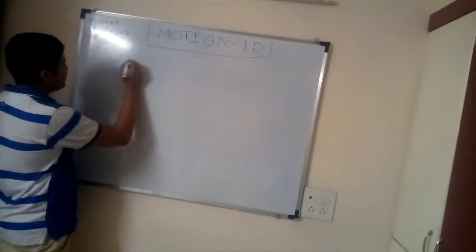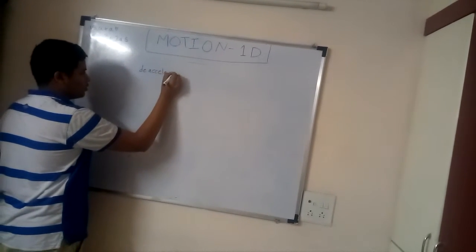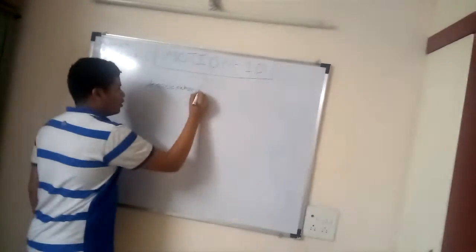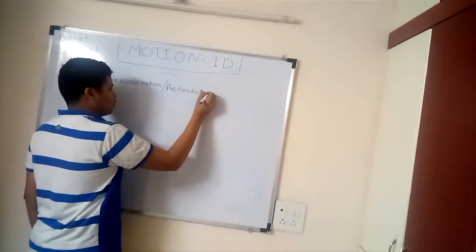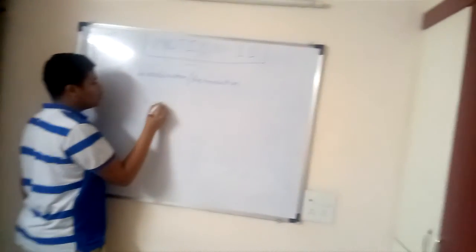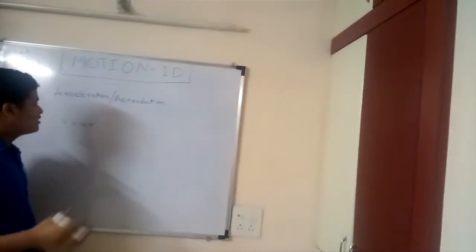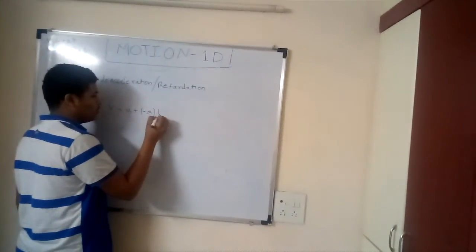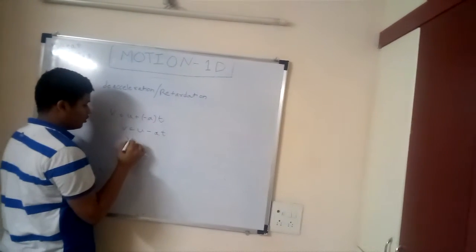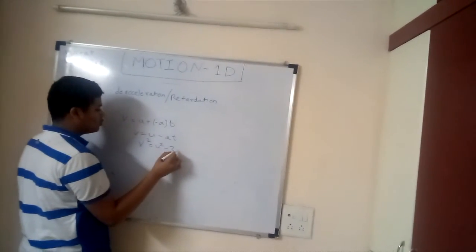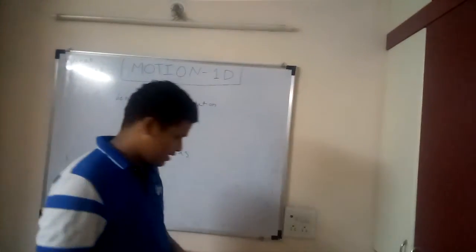Okay, and if it is retardation, that means deceleration or retardation, then these equations will be v is equal to u minus at. Always retardation or deceleration is in minus, so v is equal to u minus at. Same here, v square is equal to u square minus 2as. In deceleration, both the signs will change to minus.